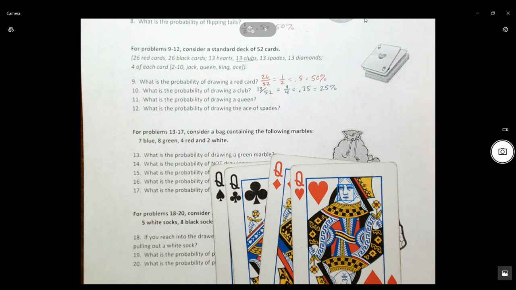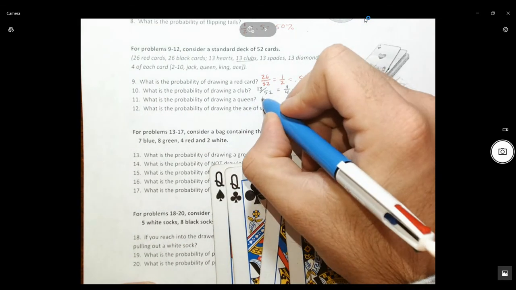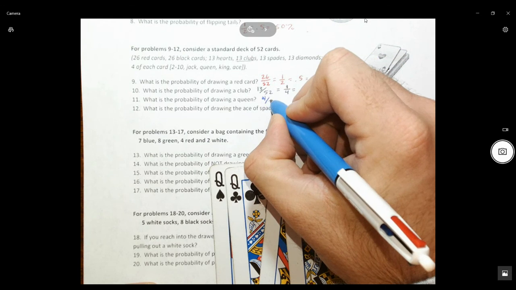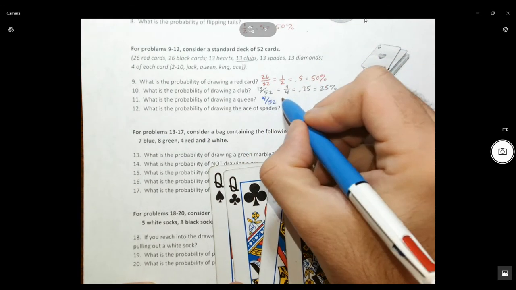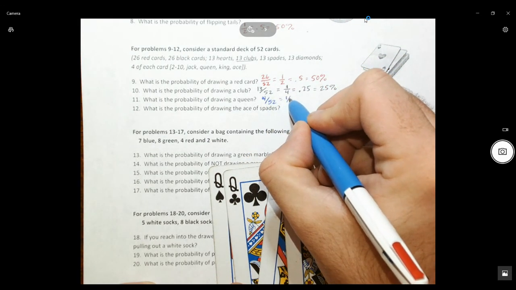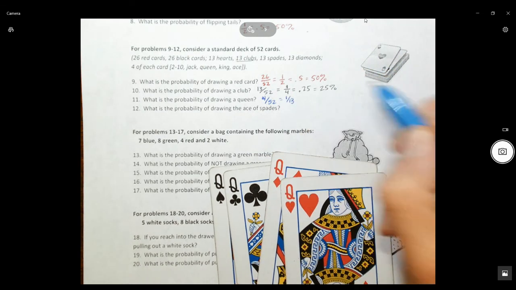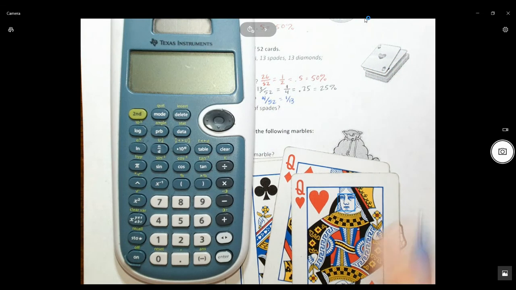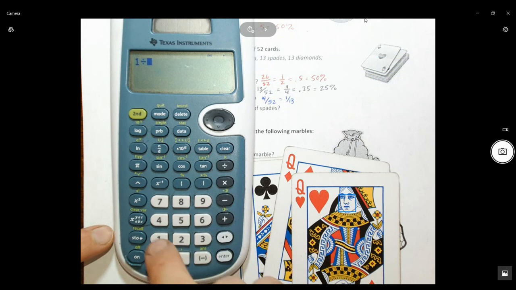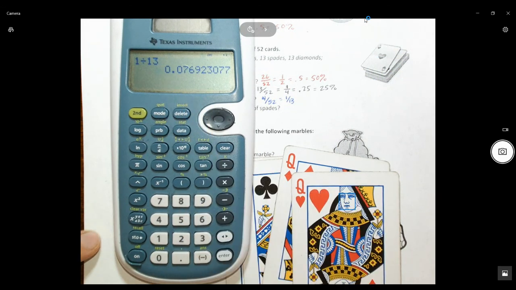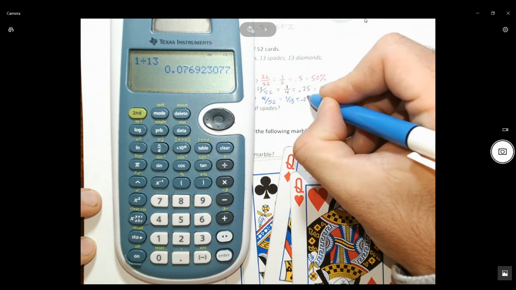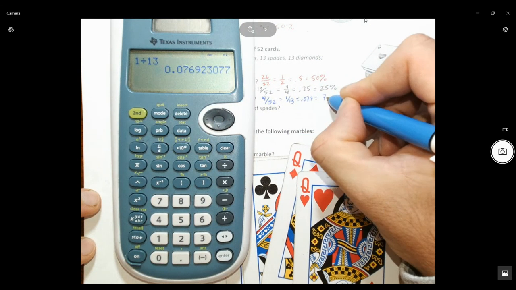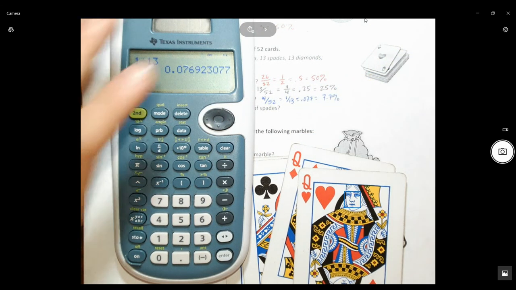So when I find a probability of drawing a queen, I know there are 4 out of the 52 total cards, which if you simplify it is 1 out of 13. Okay, this one we're going to need a calculator for, so we'll do 1 divided by 13, and it'll round to 0.077 as a decimal, which is 7.7%.